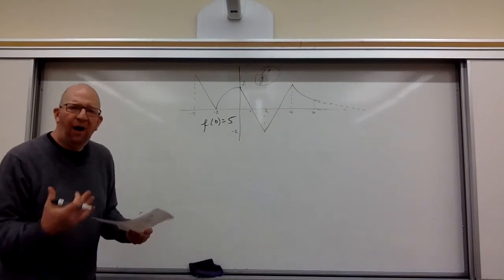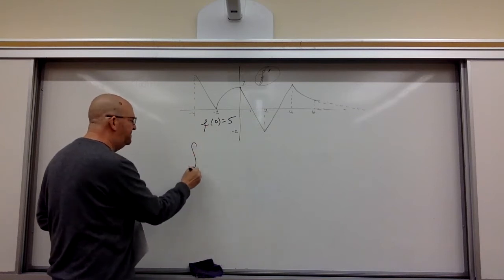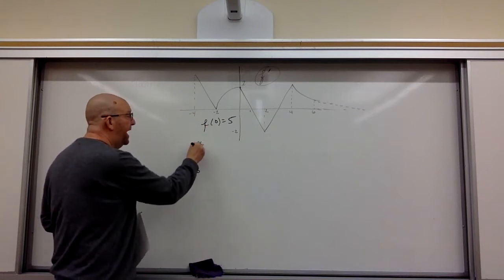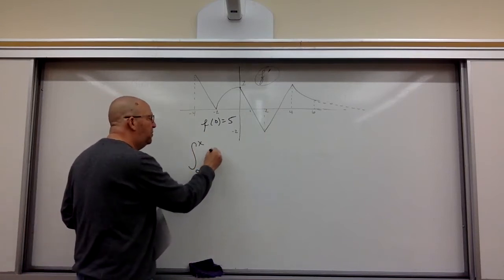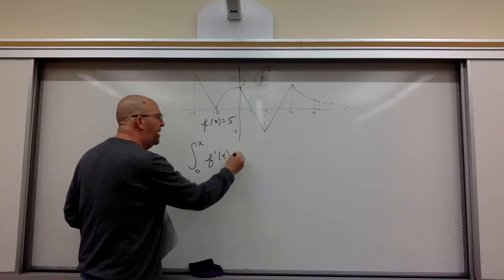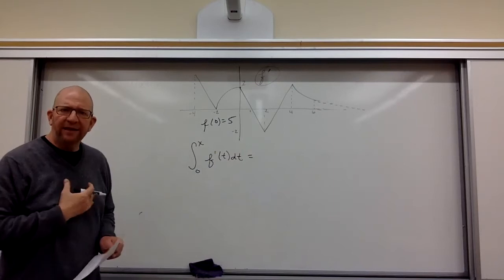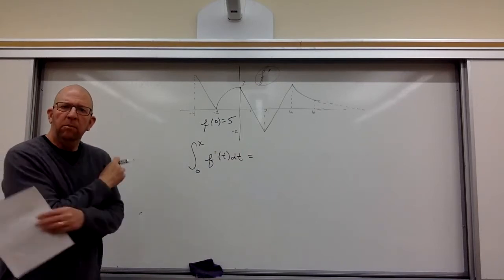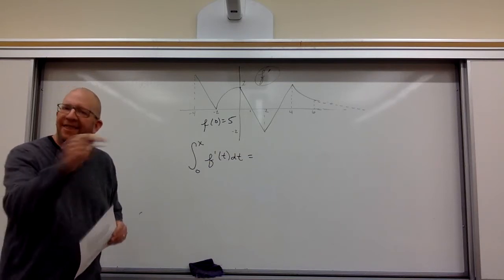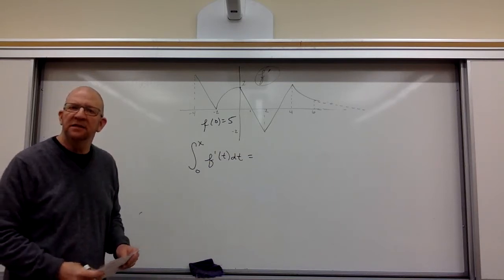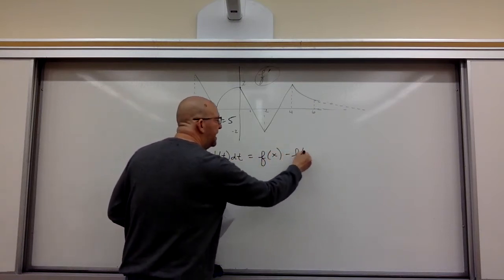What do we know? How can we get f? Well, let's go the integral. Now I know f of 0, so we'll go here to x, because it's asking me for f of x, right? So if I take the integral from 0 to x of f prime of t dt, what will that give me? Integral of a derivative. That's right, it's going to give you f of x, isn't it? So this is going to be f of x minus f of 0.